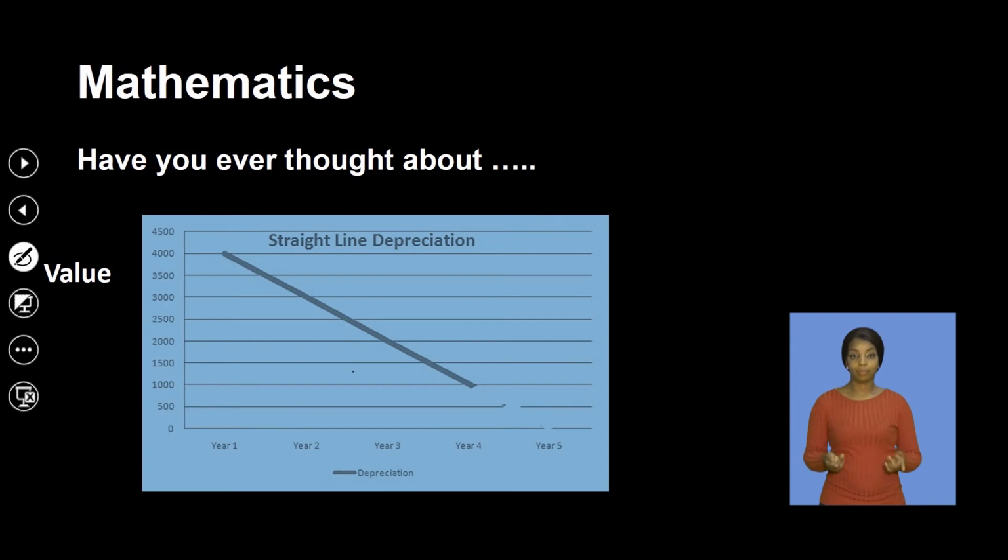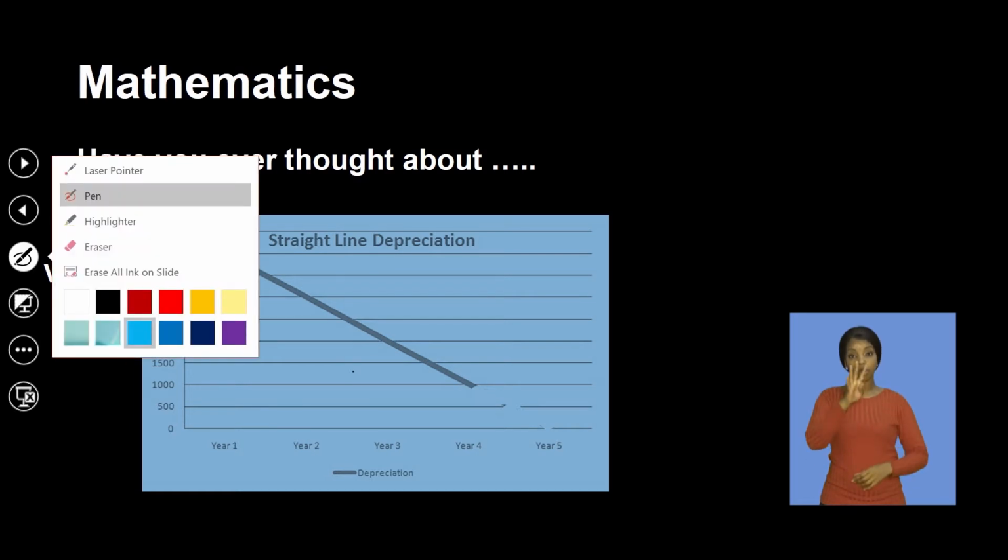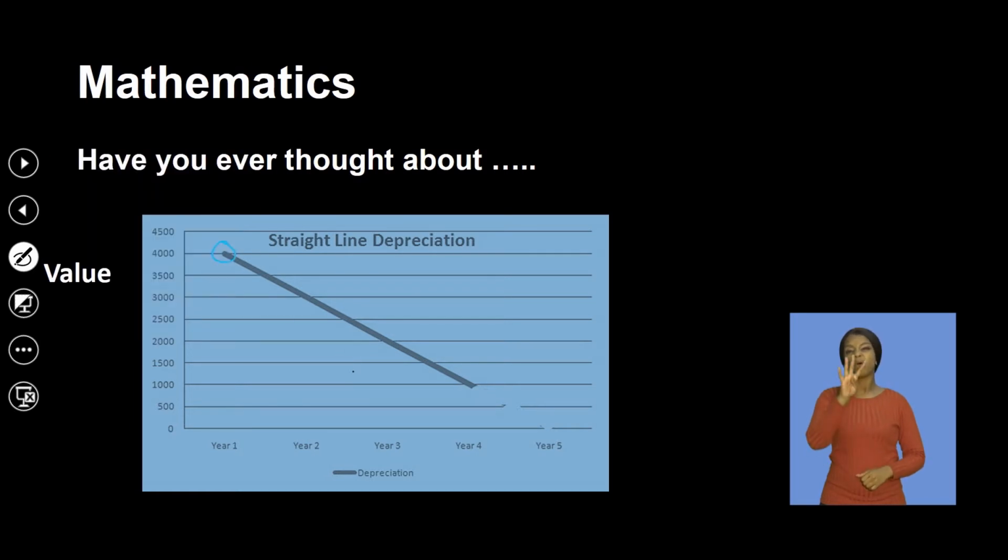Now, have you ever thought about it if you were to have a certain value of an asset that you bought, maybe let's say a computer, and you bought it for 4,000? After a year, how much will it be? After 2 years, how much will it be? After 3 years, how much will it be? After 4 years, how much will it be?